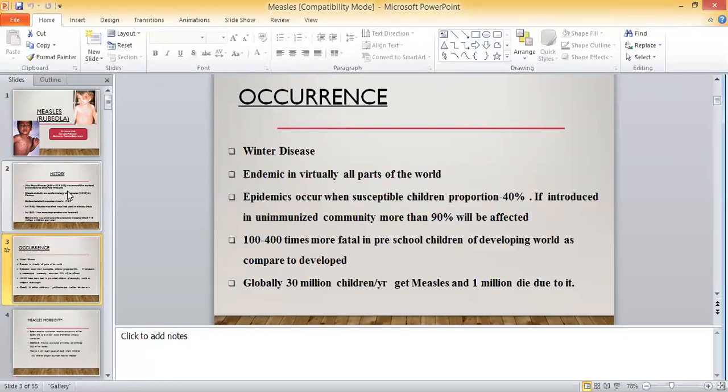Epidemics occur when the proportion of susceptible children reaches 40%, and it is endemic virtually all over the world, especially in underdeveloped countries like African and Asian countries. It is 100 to 400 times more fatal in preschool children of developing countries as compared to developed countries, and 400 times more fatal in undernourished children as compared to well-nourished children. Globally, 30 million children per year get measles, and 1 million die due to it.